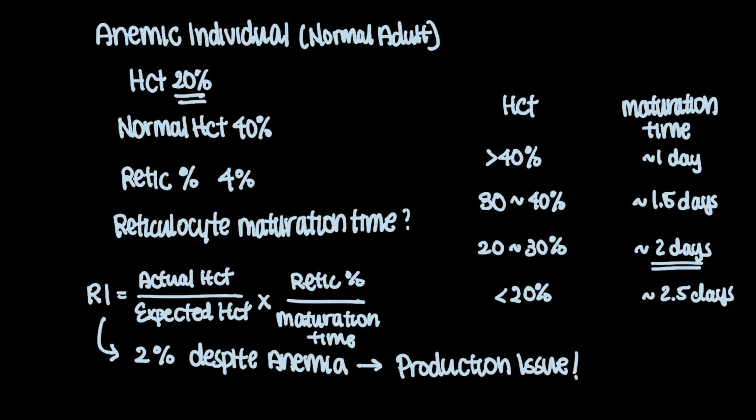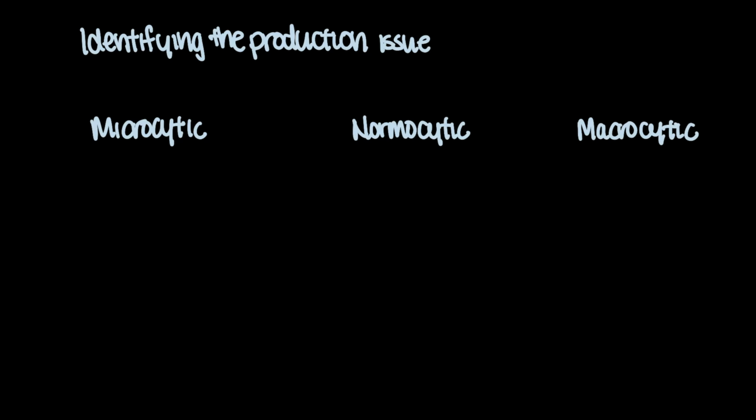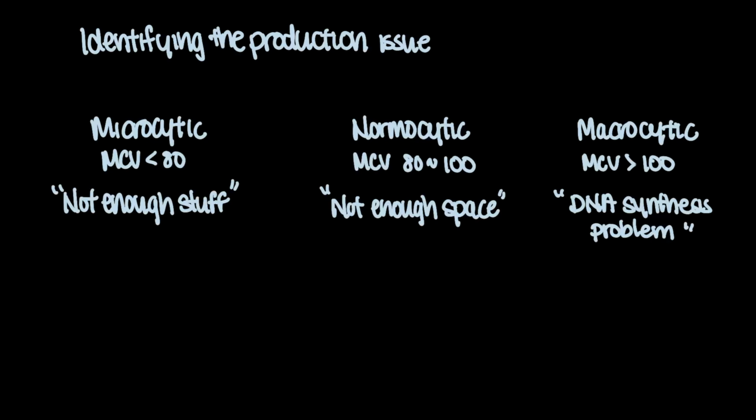Let's say that we do find that there is a production issue and the reticulocyte index is low. Then we have to differentiate between the several different types of production issues. That could be determined by looking at the mean corpuscular volume, or the size of the red blood cells that are produced. These are broadly divided into 3 categories. One is microcytic, where the mean corpuscular volume, or MCV, is less than 80. The normocytic, where the MCV is about 80 to 100, so about the normal range for red blood cells. Or macrocytic, where the MCV is greater than 100.